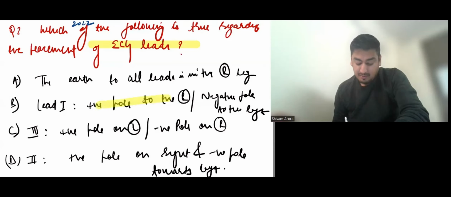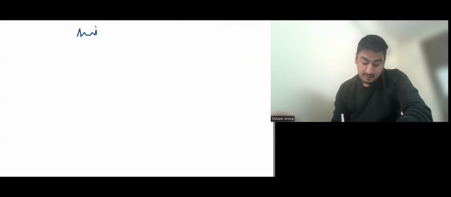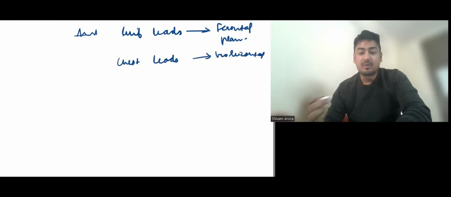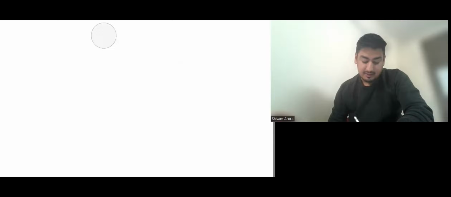Lead 1 positive pole to the right, negative pole to the left. Lead 3 positive pole on left, negative pole on right. Lead 2 positive pole on right and negative pole towards left. So let's discuss first. In ECG we have limb leads in the frontal plane and chest leads in the horizontal plane. So here the discussion was of leads 1, 2, 3, which are limb leads. Let us discuss the limb leads.